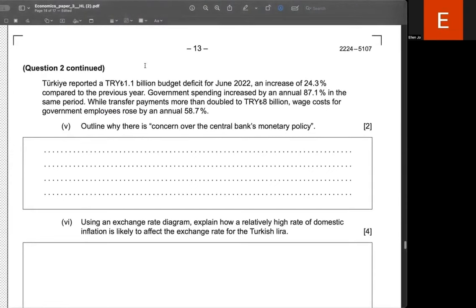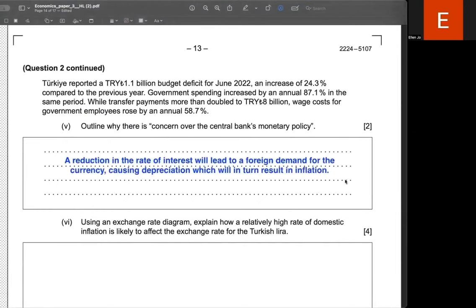Question 5. Outline why there is concern over the central bank's monetary policy. A reduction in the interest rate will lead to a fall in foreign demand for the currency, causing depreciation, which will in turn result in further inflation. And the thing is, the country is already in a quite high inflation state. That's why it can be pretty concerning.